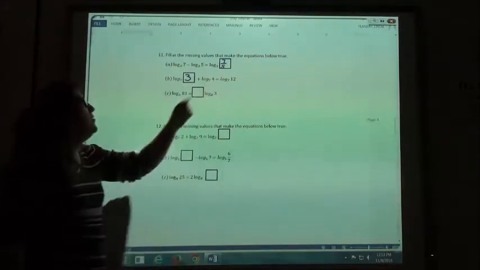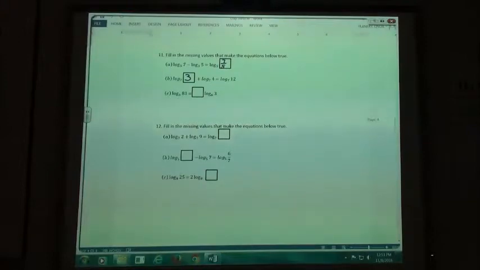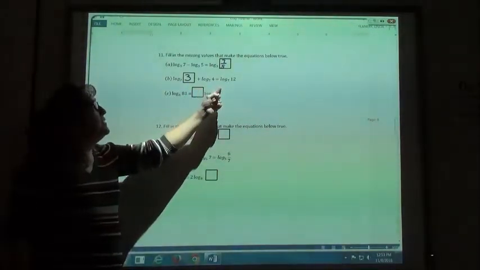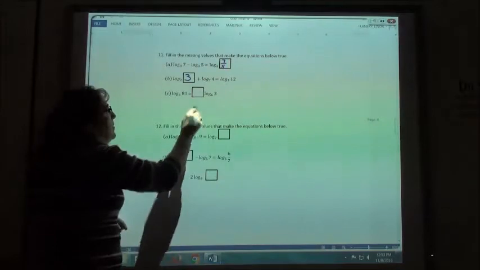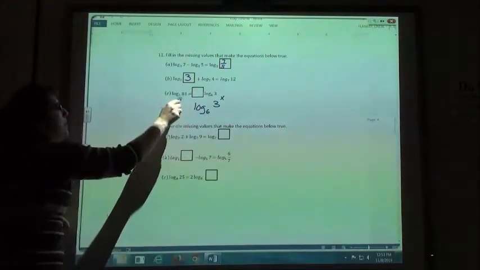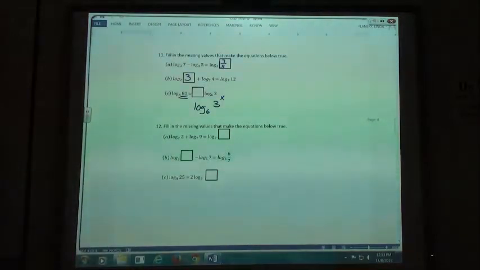Okay, so now we're going to do the tricky one. Log base 6 of 81 equals what times the log base 6 of 3? So this value here becomes the exponent here. The log base 6 of 3 to what power would give me 81? 9.